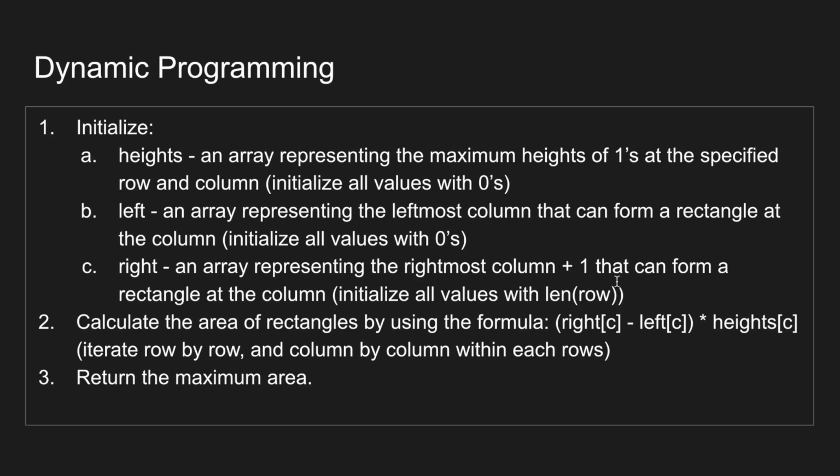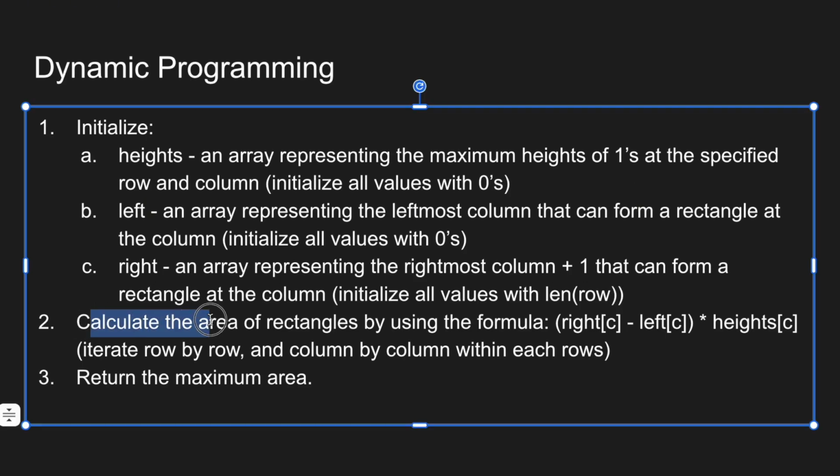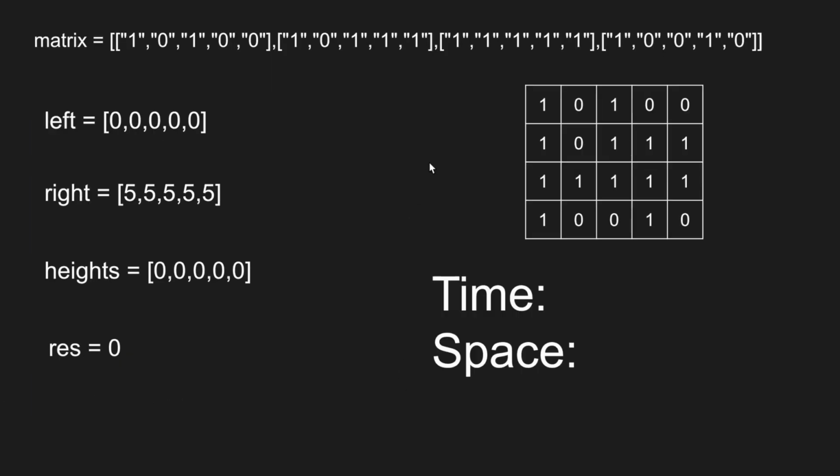So after figuring out the right, left, and heights arrays, we will calculate the area of all the rectangles by using this formula: right of C minus the left of C, where C is for column, and that would be like the length, and the heights of the column would be like the width. So when we multiply them, we get the area, and after calculating all the areas, we return the maximum area that we have found.